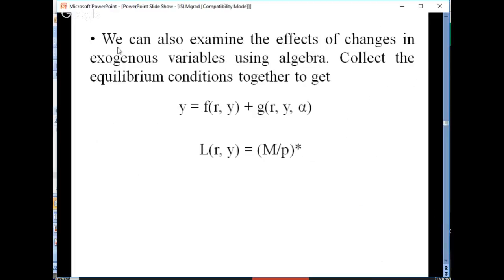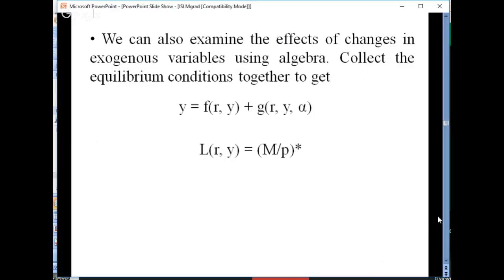Okay. So we can also examine the effects of changes in exogenous variables using algebra. We collect our two terms: Y equals C plus I, where C is a function of R and Y, and I is a function of R, Y, and alpha. And of course, money demand equals money supply, where money demand is a function of R and Y.